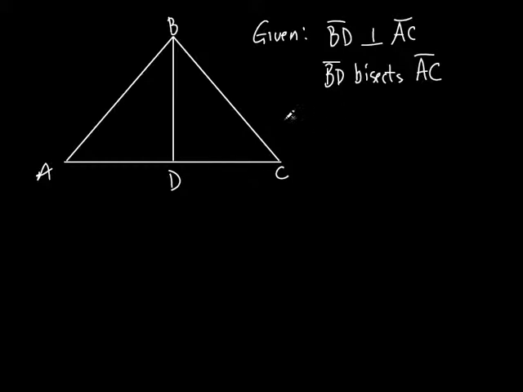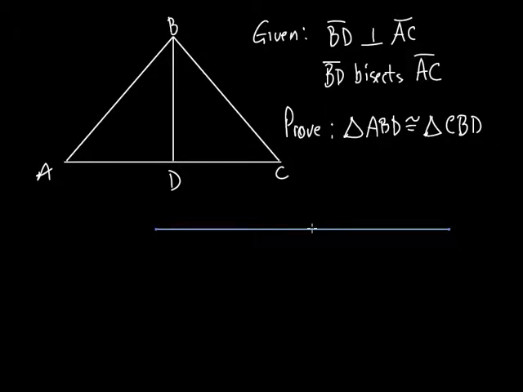And then now we're trying to prove. So let's prove that triangle ABD is congruent to triangle CBD. All right, good to go. Let's put our little two-column proof here and go from there.